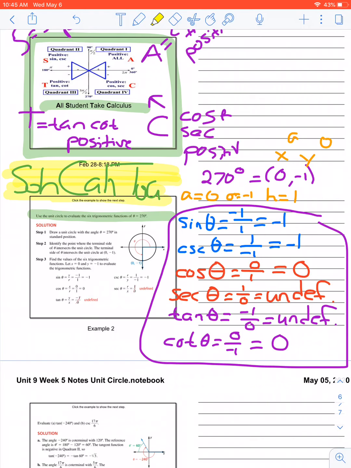Hopefully you're okay with that. Again, you have your unit circle. You can see mine's right here, written out by me. And I'm using this up here, All Students Take Calculus, which I'm going to use on the next problem. Okay, so let's keep pushing along.